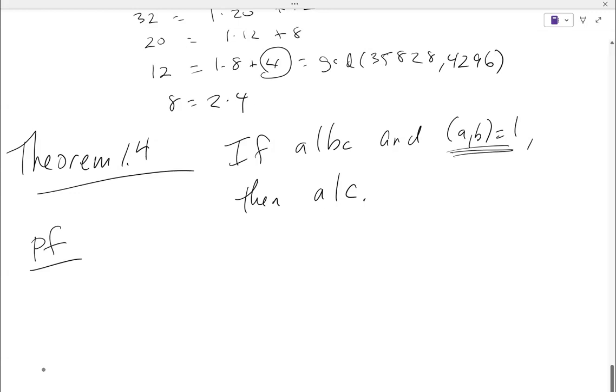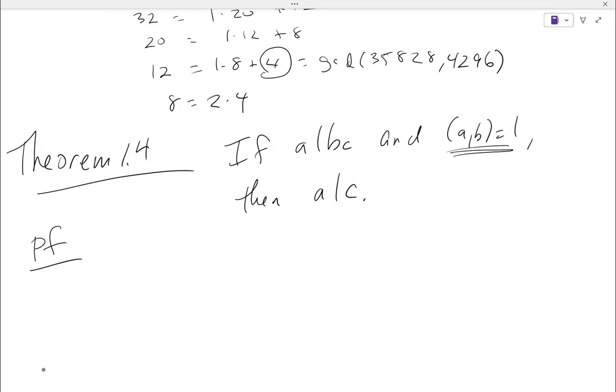Again, now we have the GCD of A and B is 1. So what we just proved a little bit ago, how can I write 1? How can we always write the GCD of two numbers? Yeah, the linear combination piece is what we want, right?